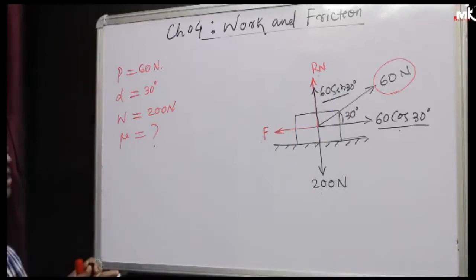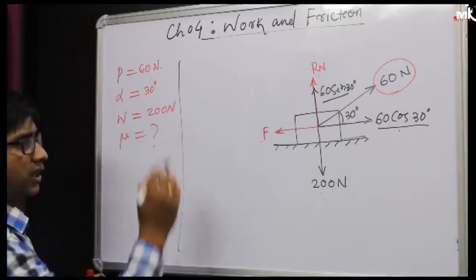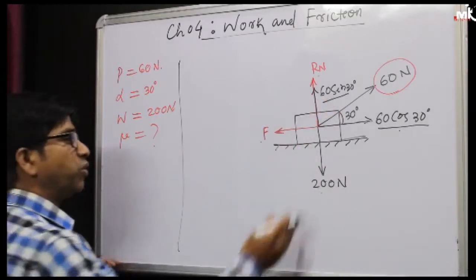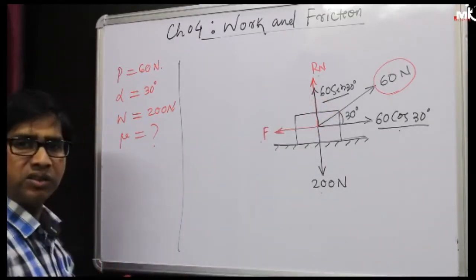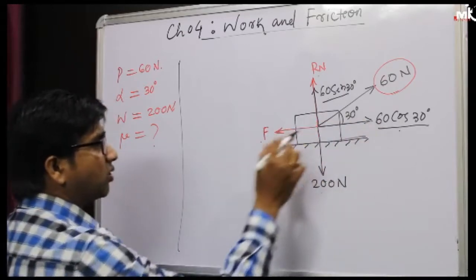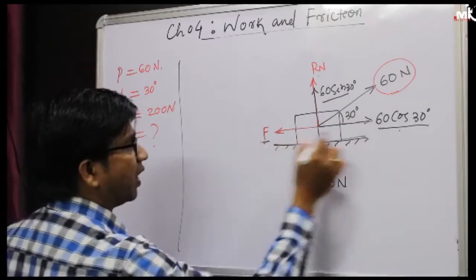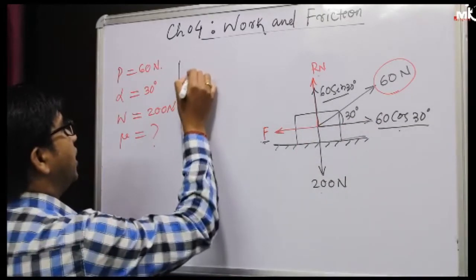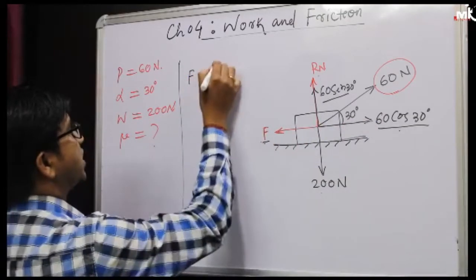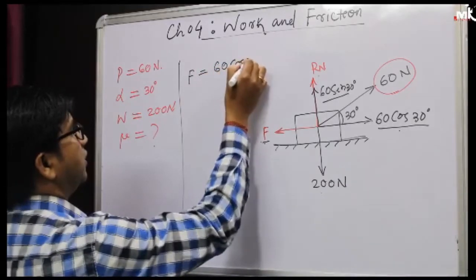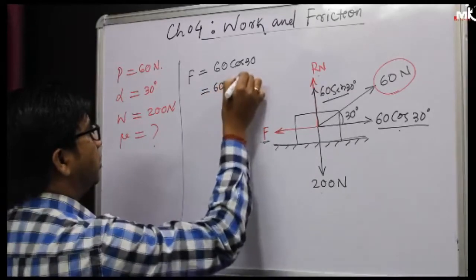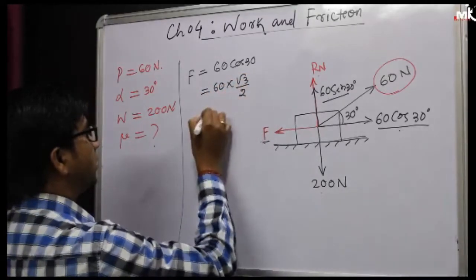If we consider the equilibrium of the object, then the total forces along the direction of frictional force are 0, and the total forces along the direction of normal reaction are 0. So in the x direction, the two forces F and 60 cos 30 are equal and opposite. So we write, from the figure, F equals 60 cos 30. Cos 30 value is √3/2. So this is 60 into √3/2, which is 30√3.